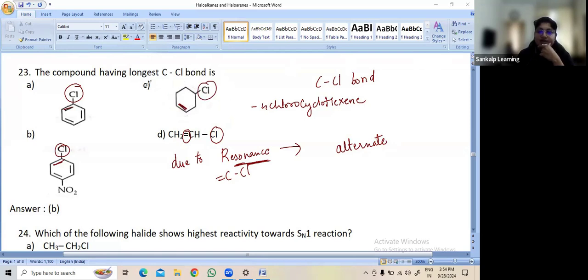So because of no resonance, the C–Cl bond will be the longest bond. In the others, due to resonance, the bond will be shorter. But here it will be longest, because the double bond is not adjacent. So option C is the answer.